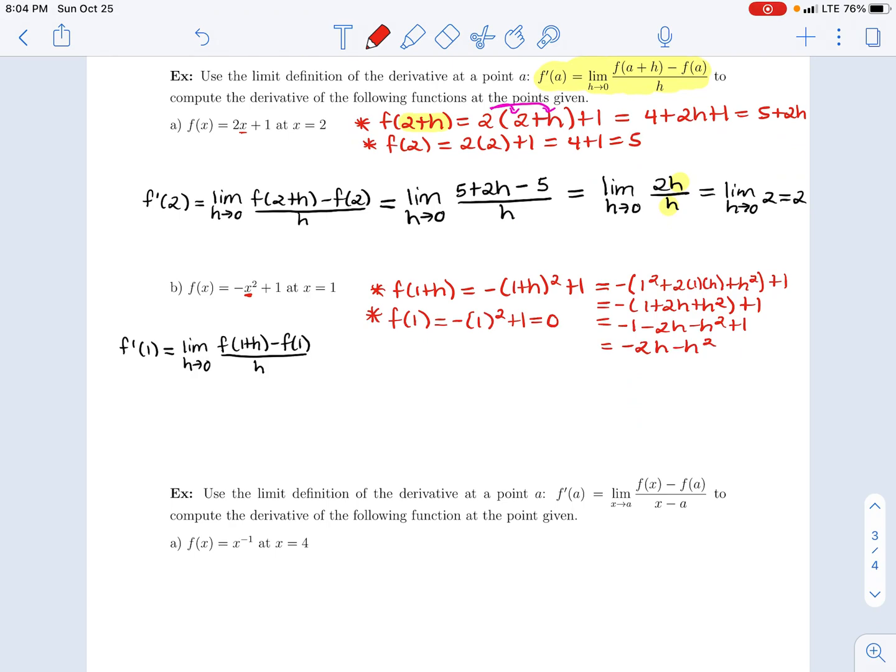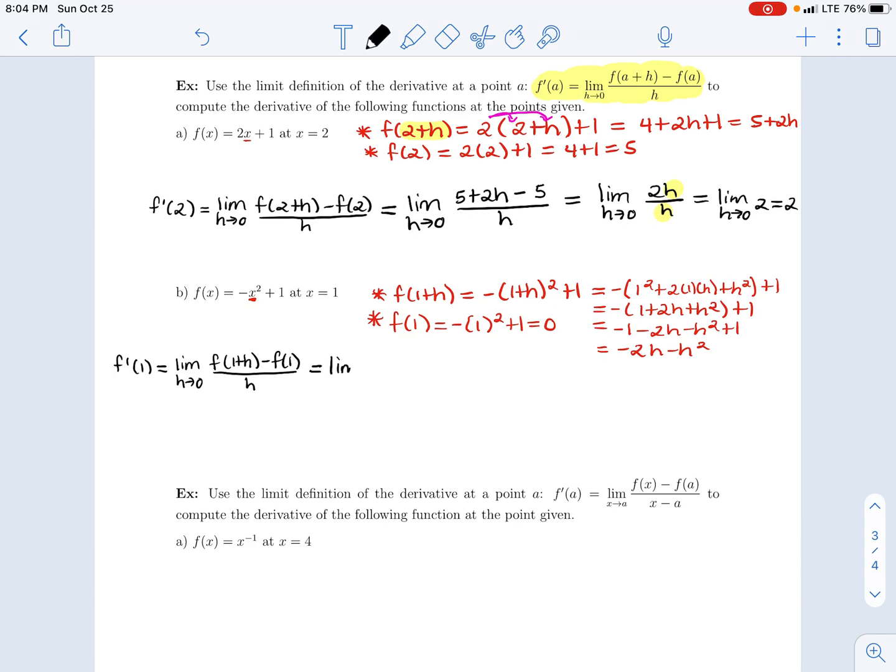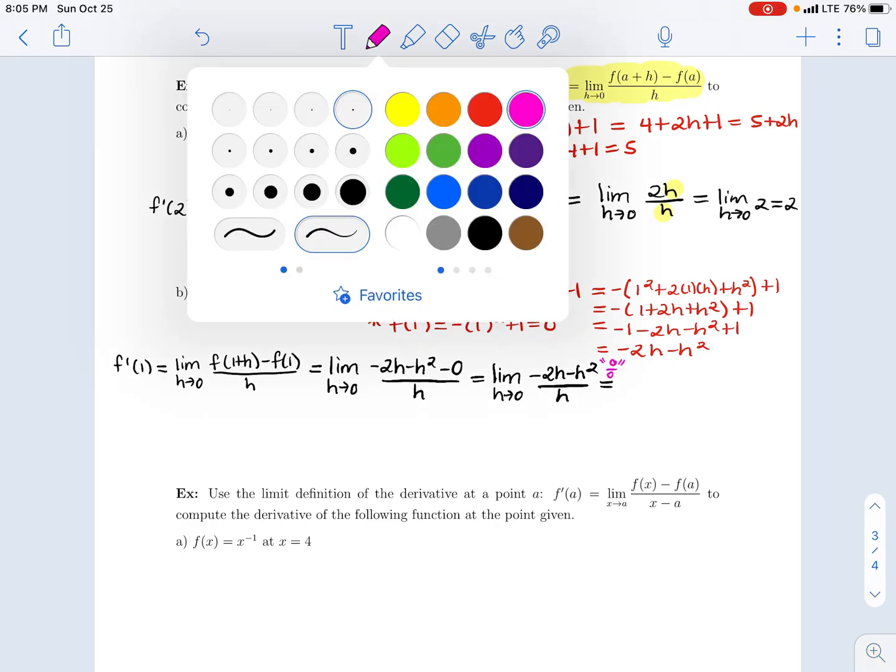Okay, so now I'm going to plug in these pieces into this limit definition here. So this is equal to the limit as h approaches 0 of negative 2h minus h squared minus 0 all over h. And simplifying the numerator here, I get negative 2h minus h squared all over h. And so now we want to try and plug in and see what happens. But what you notice is you get our fun indeterminate form 0 over 0.